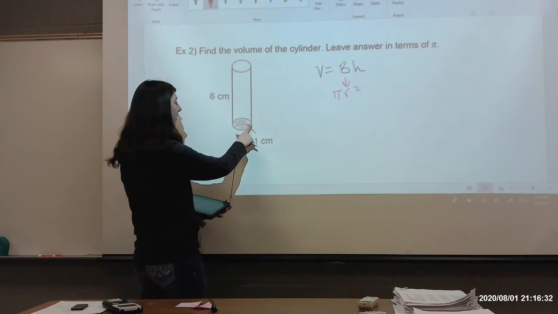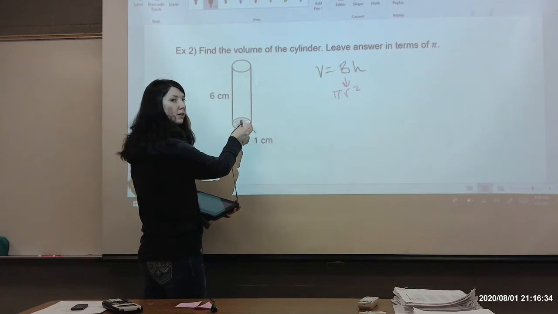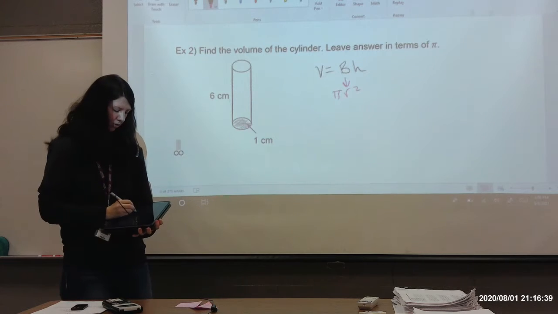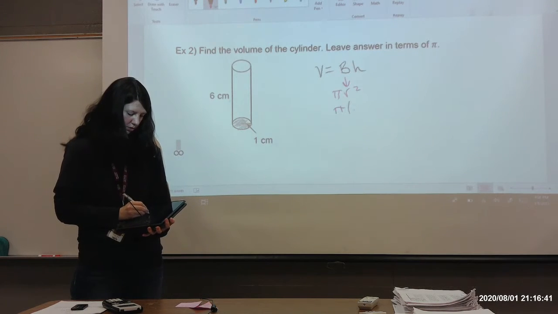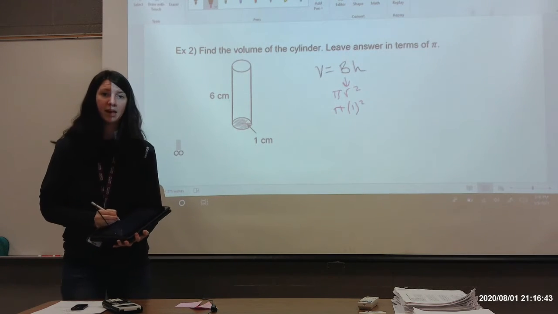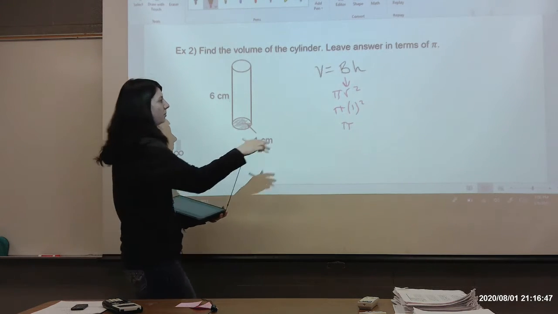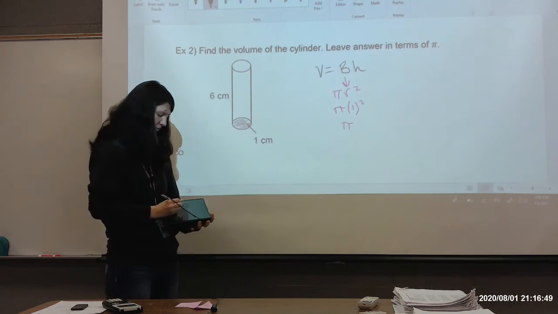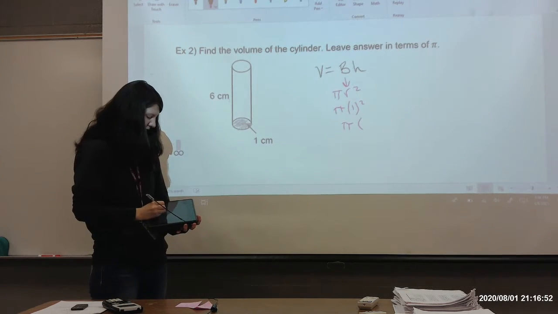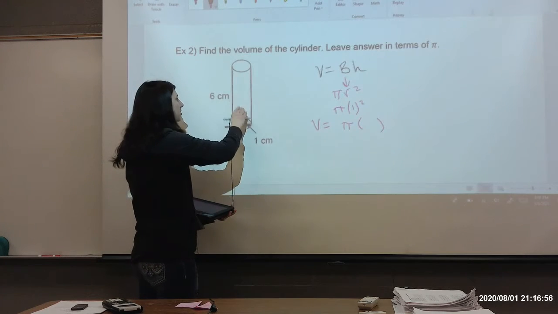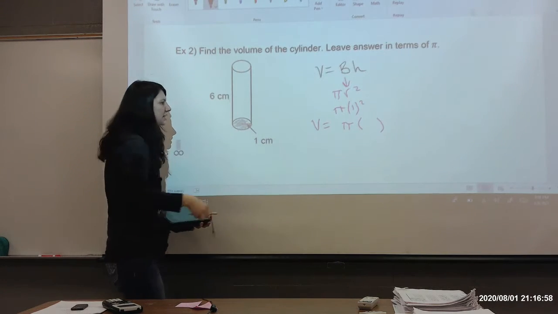R is given already. Remember, radius is only half the circle, not the full width of the circle. So our radius is 1, so that's going to be pi times 1 squared. Well, 1 squared is just 1, and 1 times pi is just pi. Okay, so that's my big B. Now I need to multiply by my height, and we're talking about the height of the cylinder. And we find that by finding the length between the 2 bases. So here are my 2 bases, and that length between is 6.